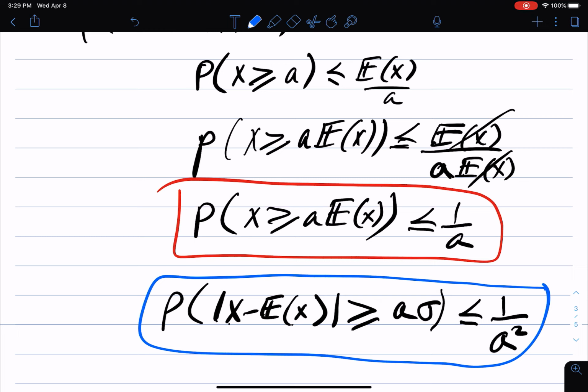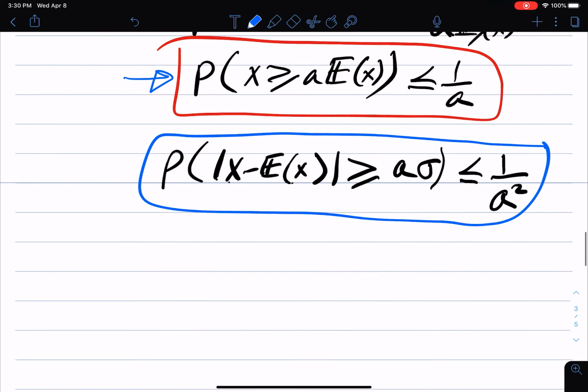But it's very important to notice the difference here. I cannot change these inequalities; all I'm doing is using a different constant instead of A. With Markov's inequality, all I'm saying is that the probability of x greater than or equal to A times E of x, that is, x greater than A times the mean. For Chebyshev's inequality, I'm saying the probability that x is away from the mean by A standard deviations.